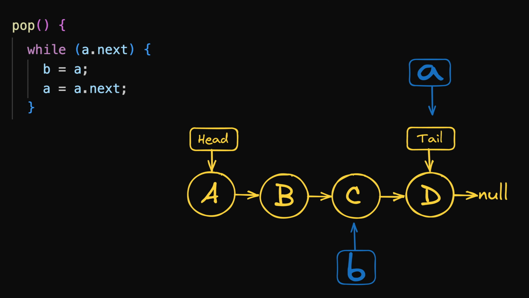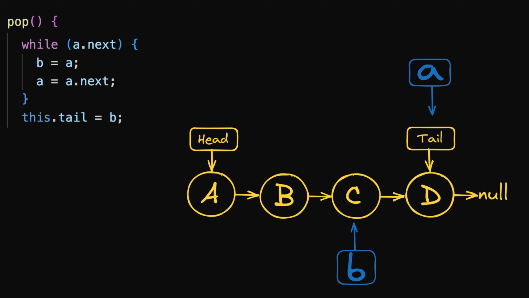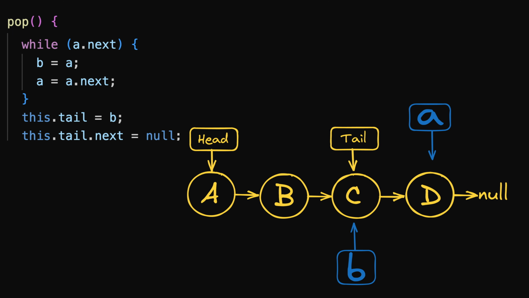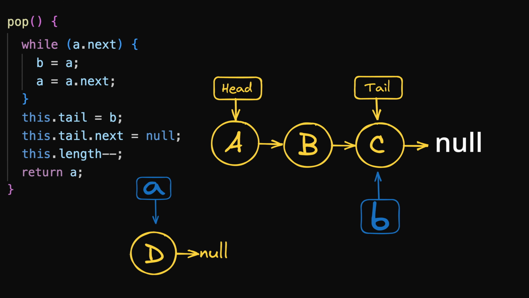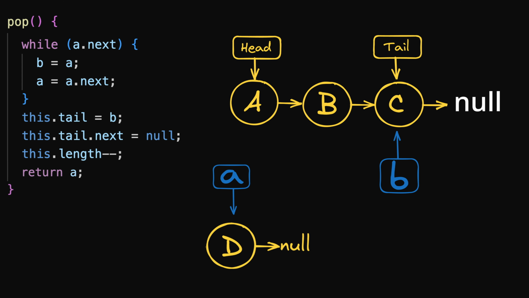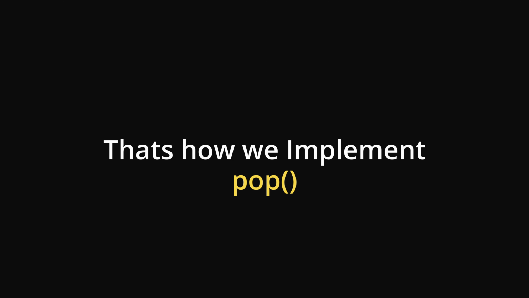Now this is what we want to do. We can set this.tail equals to B. This will update the tail pointer to point to C. We can set this.tail.next equals to null. This will break the link between C and D. We can decrement this.length by 1. This will reduce the length of the list by 1. And finally, we can return A. This will return D, which is the last node that we removed from the list. And that's how we implement the pop function for a linked list.